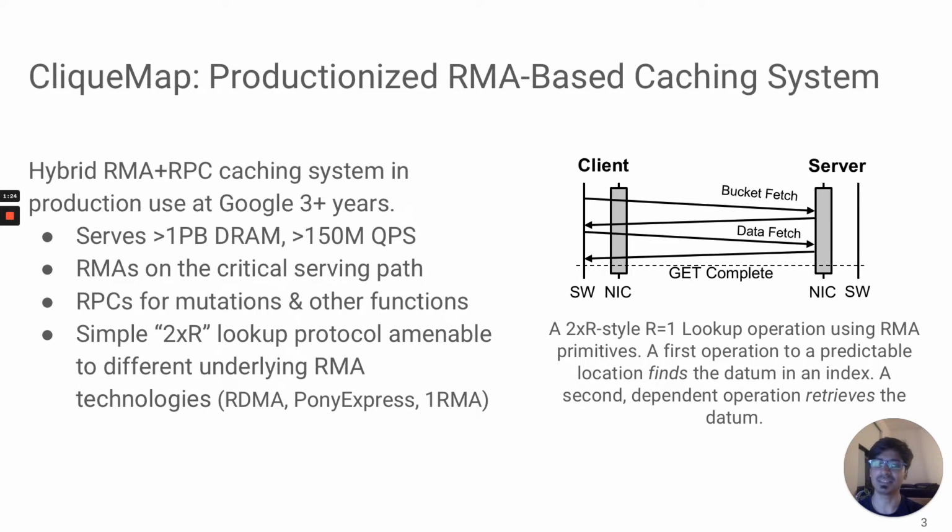In the 3+ years it's been in production, CliqueMap has grown beyond a petabyte of DRAM capacity and more than 150 million global QPS. The critical feature of the system is that it uses efficient RMAs for the critical part of lookups and RPCs for all other operations. These include mutations and cache fills, which tend to be less performance critical than cache lookups. They also benefit significantly from the high programming abstraction of RPCs, which we demonstrate later in the talk.